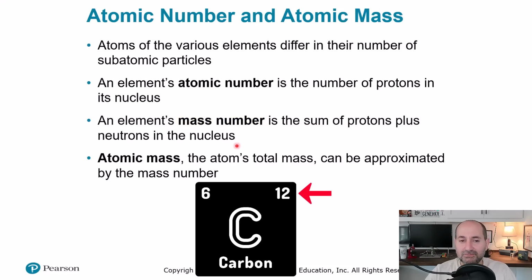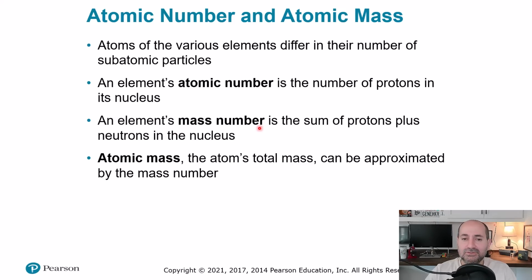Therefore, you have to subtract the number of protons, the atomic number, from the mass number, the number of protons plus the number of neutrons. So how many neutrons does carbon possess? The answer is 12 minus 6, or 6. Okay, I hope that makes sense. Again, the atomic number is the number of protons, and the mass number is the number of protons plus the number of neutrons in that nucleus.